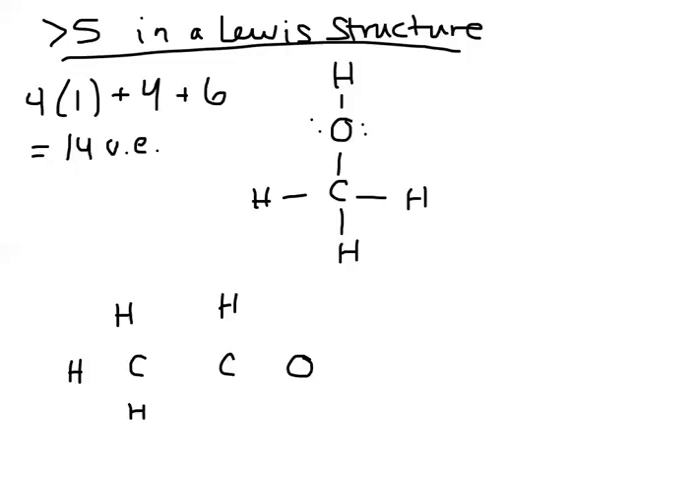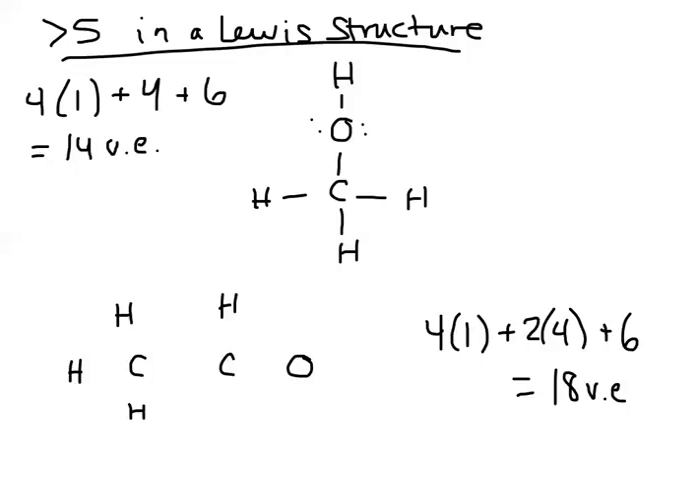All right. How many valence electrons do we have? 18. Why? 4 hydrogens, so 4 times 1, plus 2 carbons, so that's 2 times 4, plus 1 oxygen, which is how many valence? 6. That should give you 18 valence electrons. Fantastic. Let's start putting in our pairs. 2, 4, 6, 8, 10, 12, 14, 16, 18.